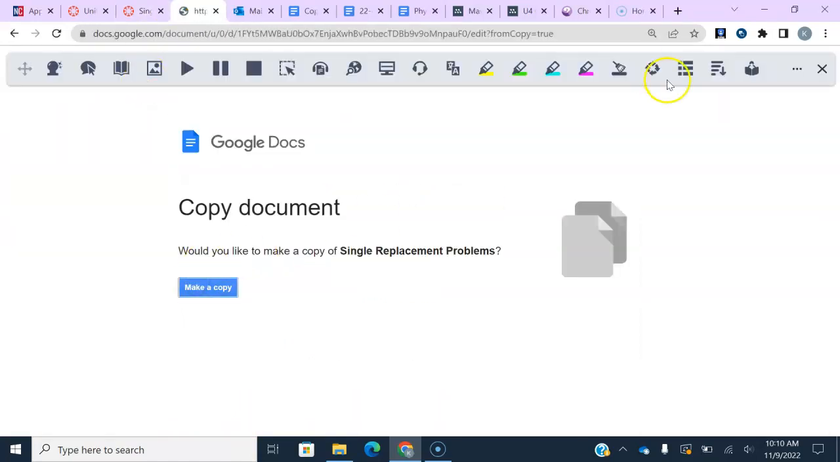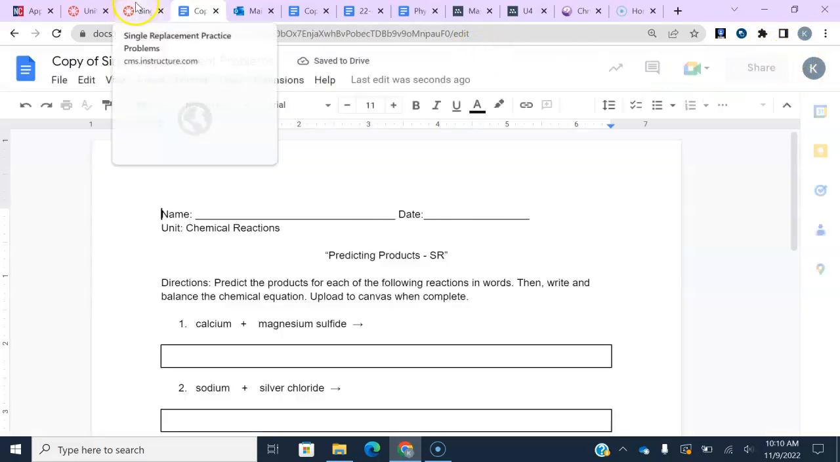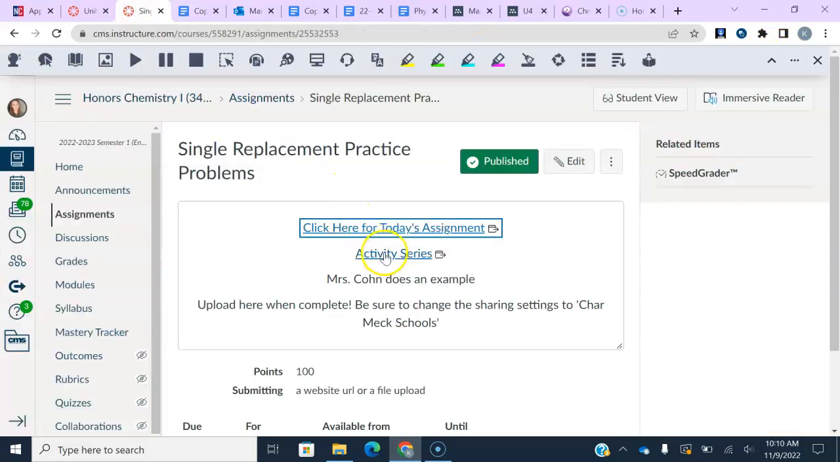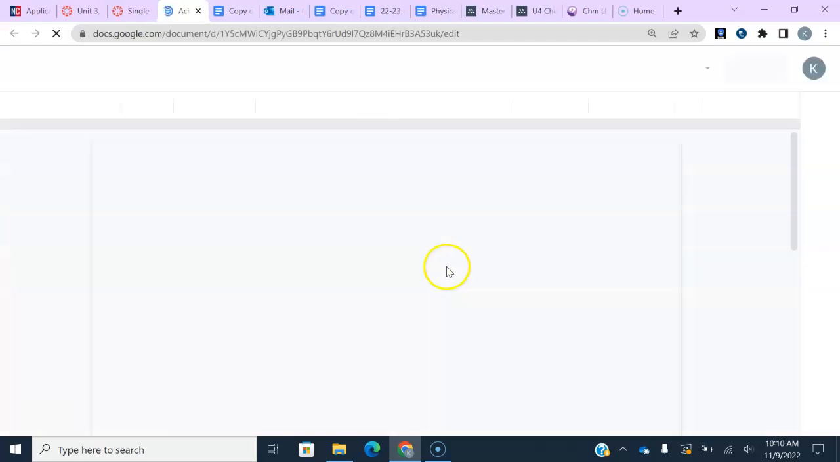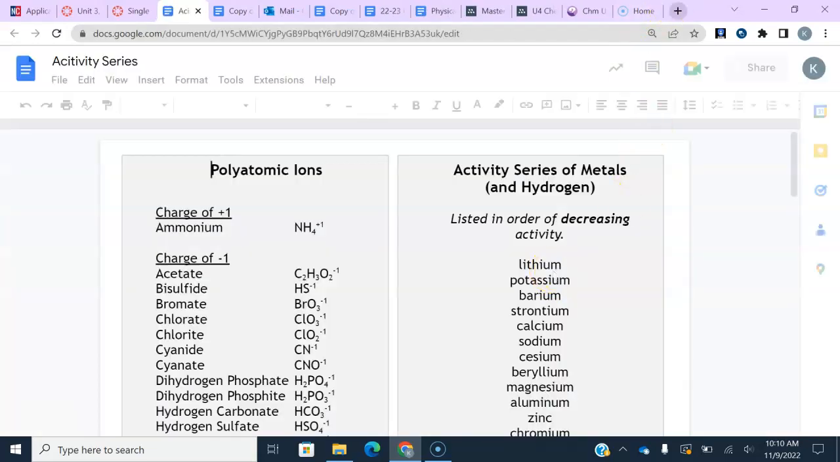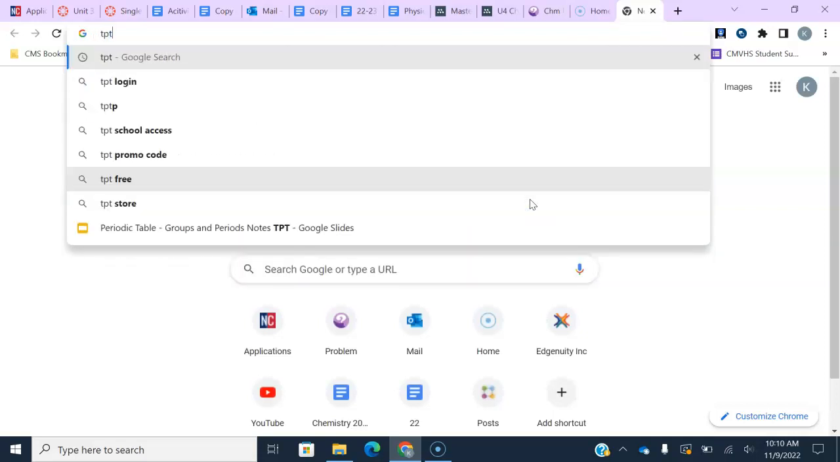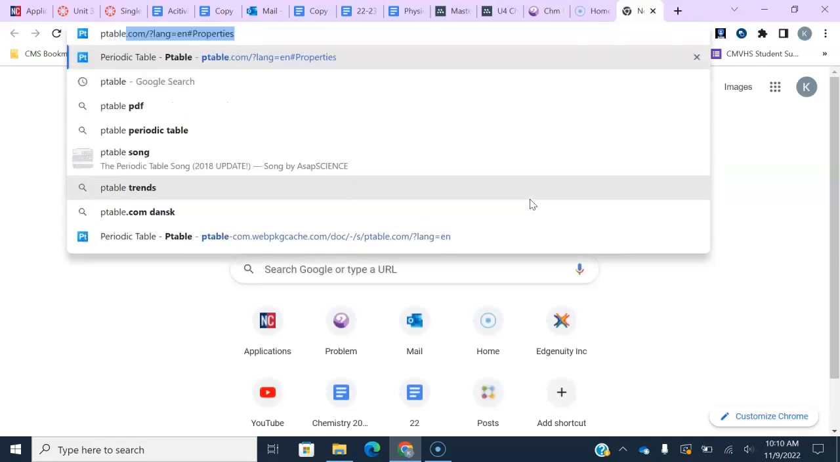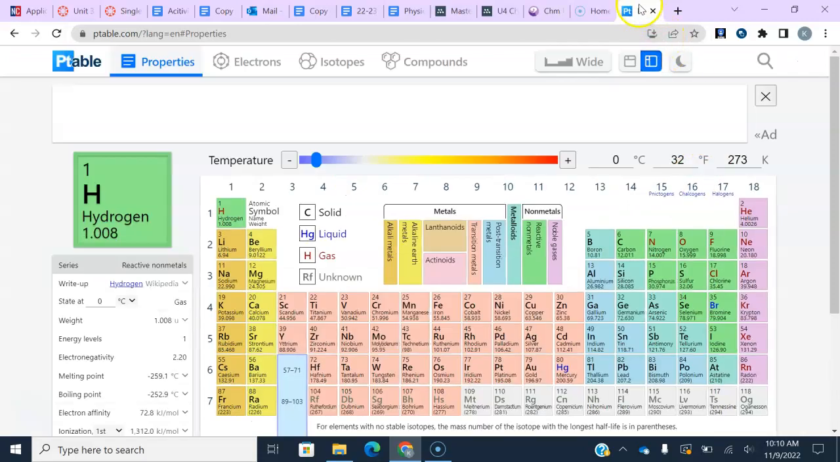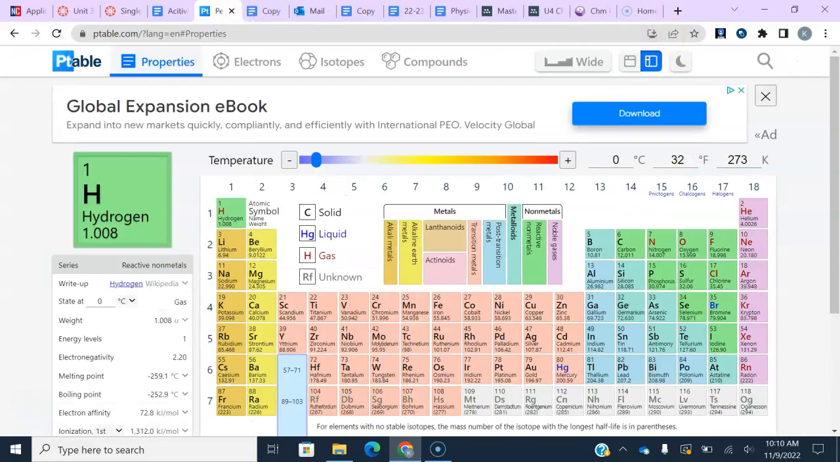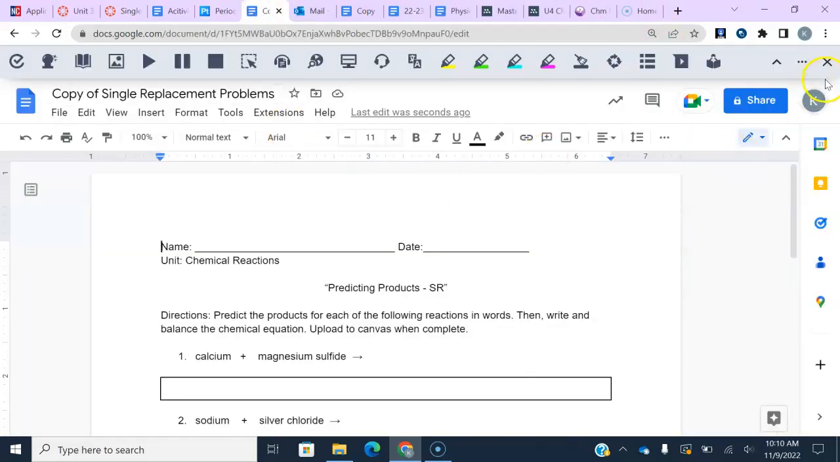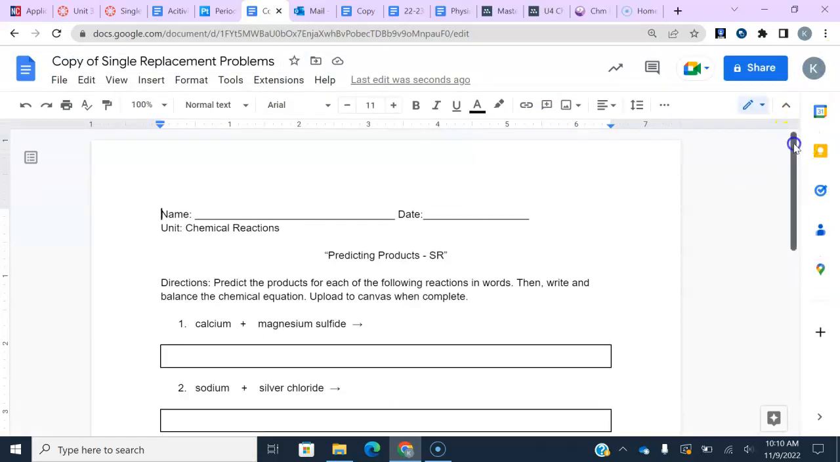So we'll make a copy of our document. Then you will need your activity series. And it's always a good idea to have our periodic table up. So I'm just going to go to the periodic table as always, and I'm going to pull it over here. Perfect. Okay, so today we did single replacement reactions.